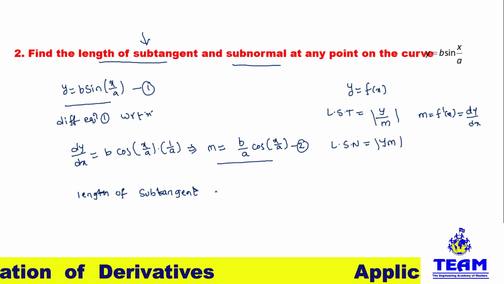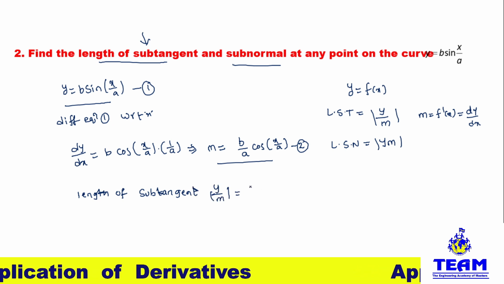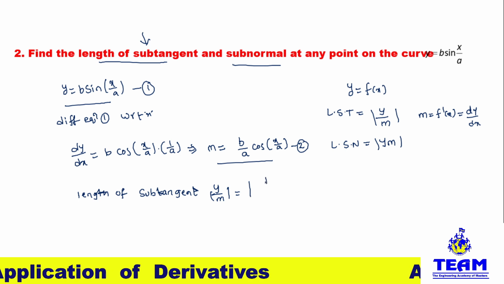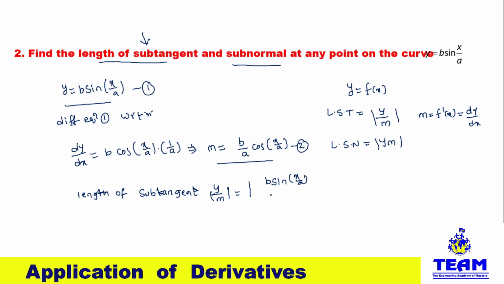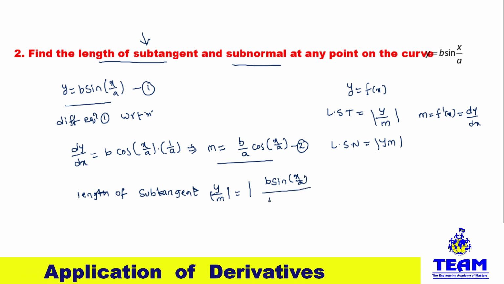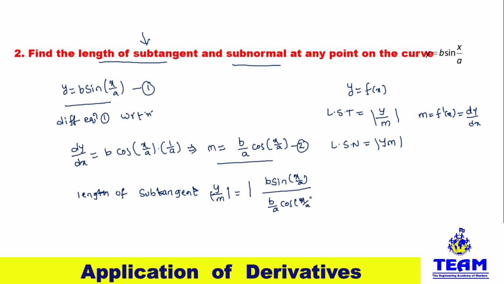Length of subtangent formula we have is mod y by m. So that is equal to mod of, what is y you have written? b into sine of x by a, whole divided by, what is m you have? b by a into cos of x by a.